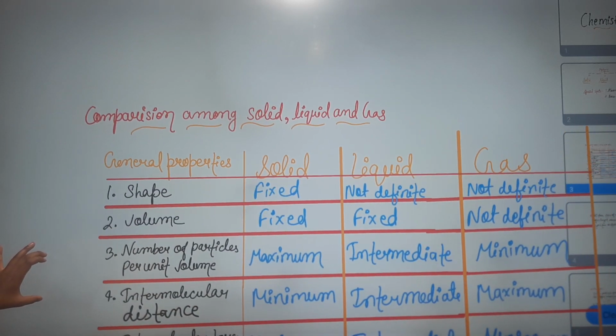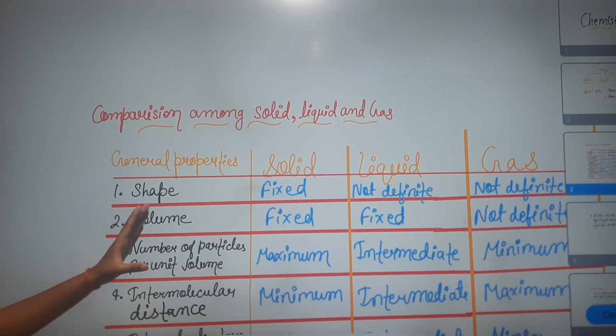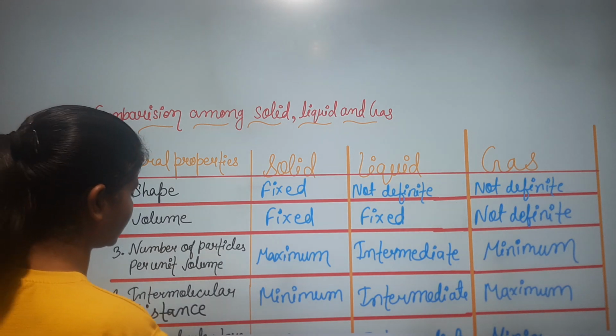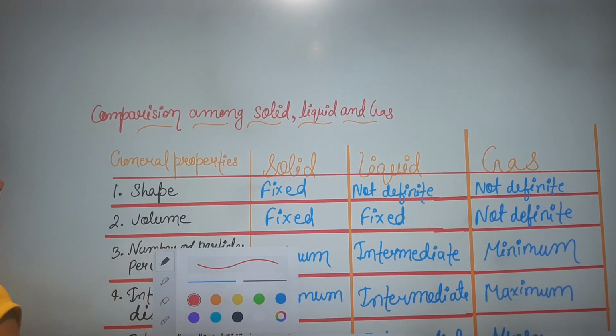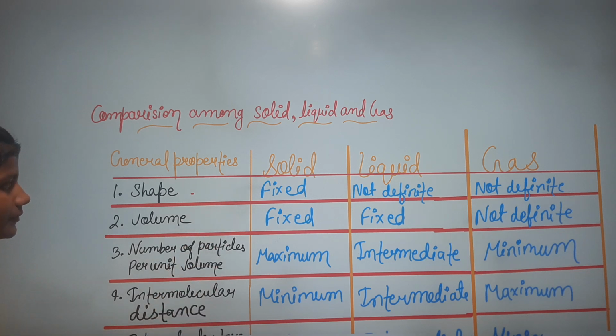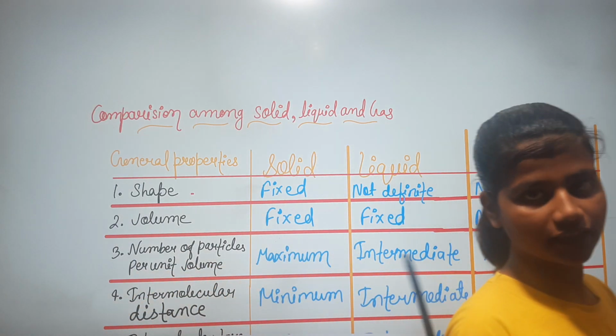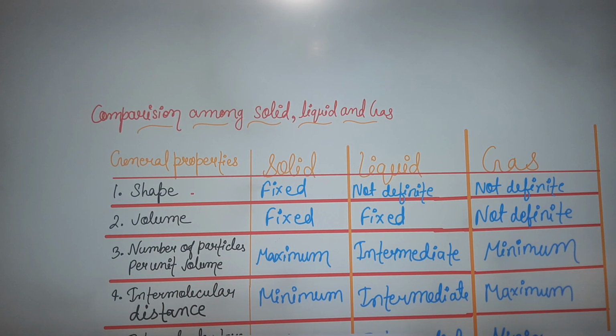Now here is a comparison among solid, liquid and gas. Let's see the comparison between solid, liquid and gas. Here are written the general properties. The first one is shape. The shape of a solid is fixed. Suppose this one is a solid, so it has a fixed shape. But liquid does not have a definite shape.